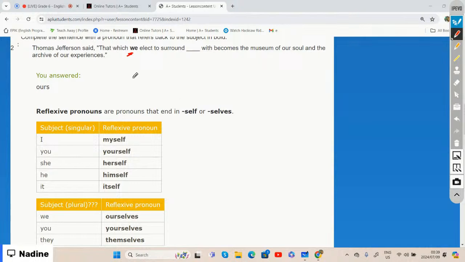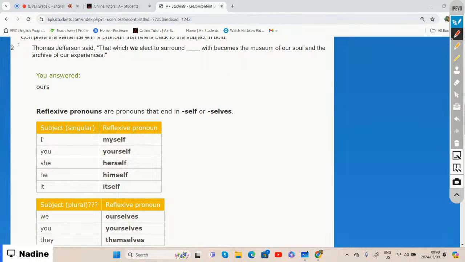And if we were to choose the correct one, the subject is we, which means that the reflexive pronoun is ourselves. So it says, that which we elect to surround ourselves with becomes the museum of our soul and the archive of our experiences.